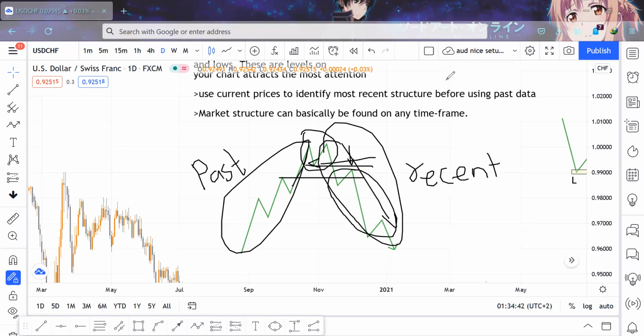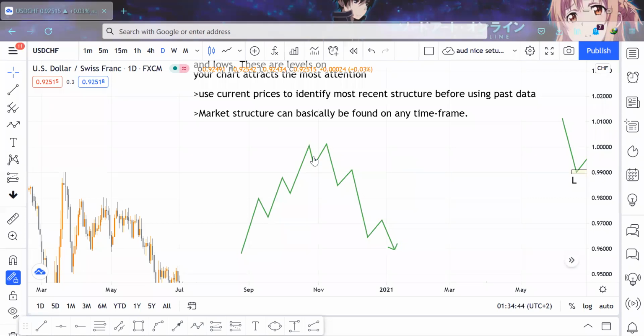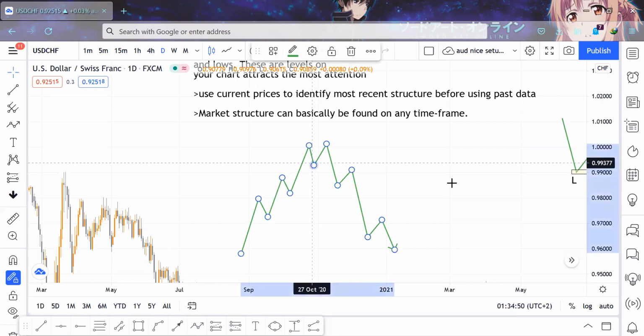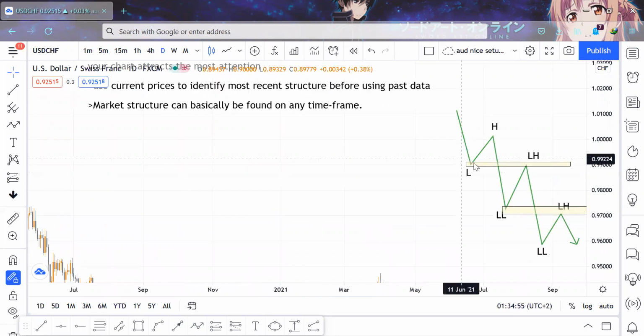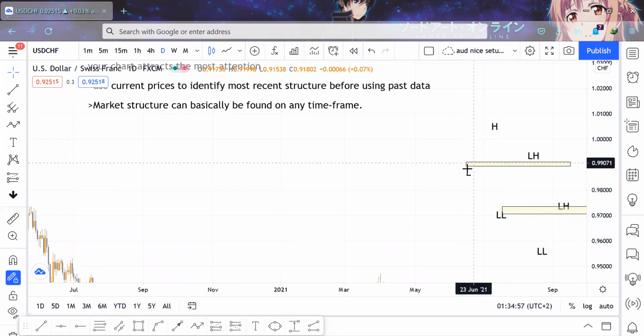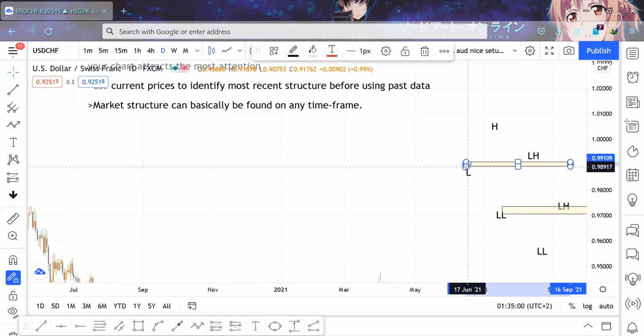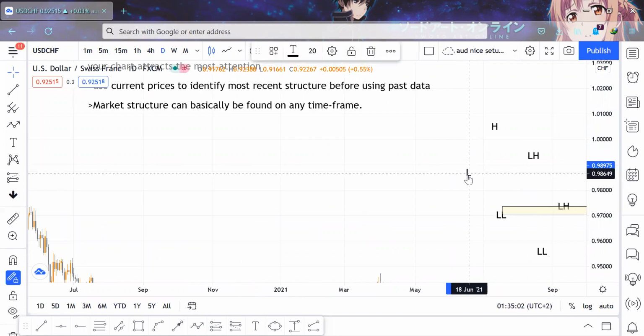Okay, so we will move to the chart right now, and then we will be able to use what I have been talking about here on the chart, right?